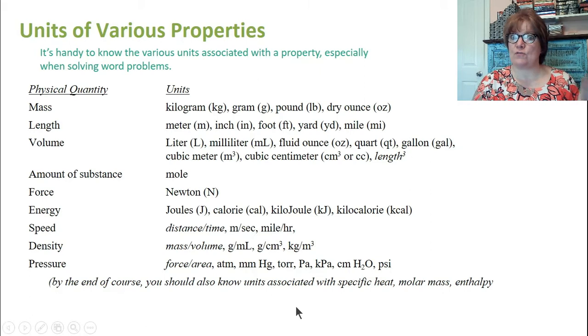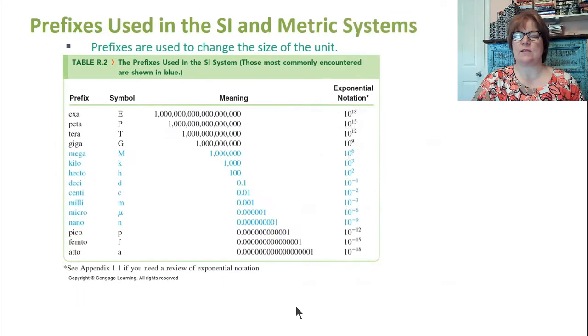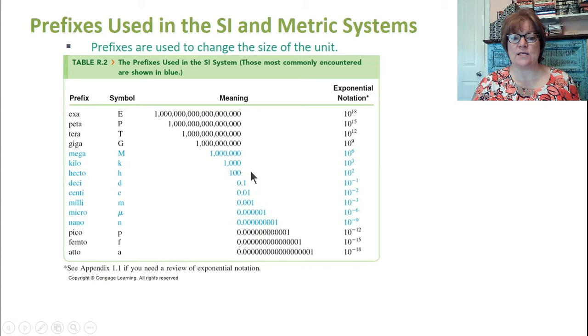By the end of the course, they'll have a few others, specific heat, molar mass in particular, but we'll worry about those later on. We're also going to use prefixes for these SI and metric systems, and you're probably familiar with them. I'm sure you've seen them in grade school and in high school before, but it is important to know these prefixes because you'll have to be able to do conversions between the base unit and a prefix unit based off knowing these prefixes. So if I say, here's a certain number of grams, how many kilograms is it? You'll have to do that conversion, and that conversion will require that you know that kilo is 1,000.